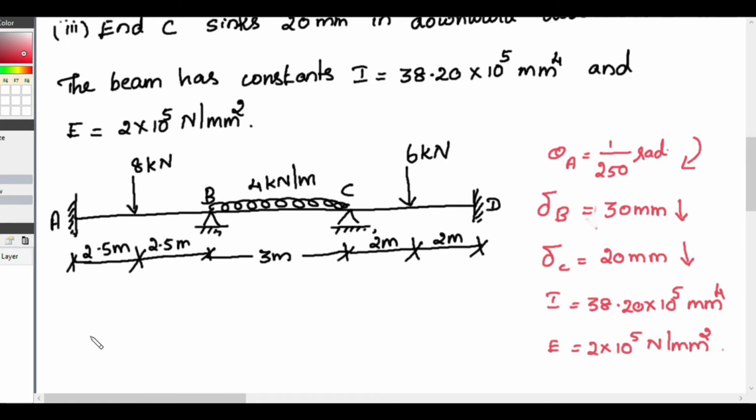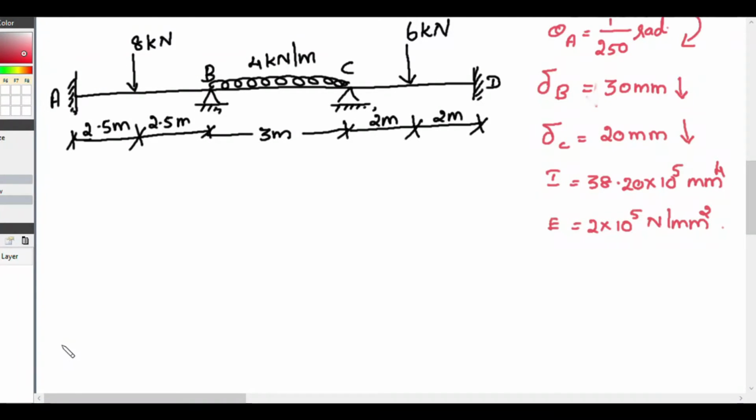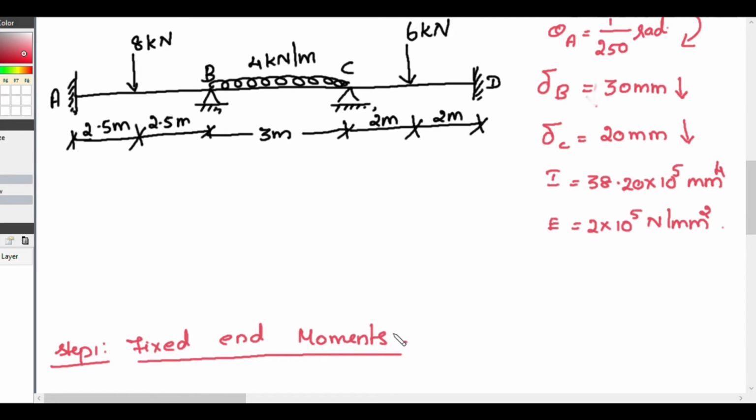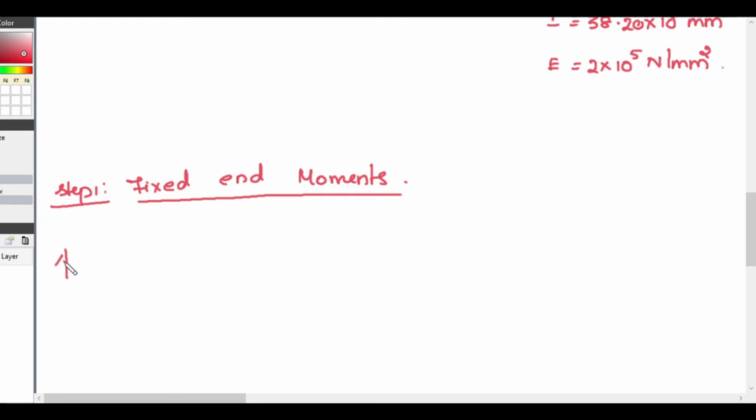Now, we will proceed with our problem. So our first step, as usual, is we will write the fixed end moments. So how will we write the fixed end moments? We know for finding the fixed end moments, we have to assume all our supports as fixed supports. So first of all, we will take the span AB. So AB, we have an 8 kilonewton load at the center, at the mid span, and the total span length is 5 meter. So we will draw this AB.